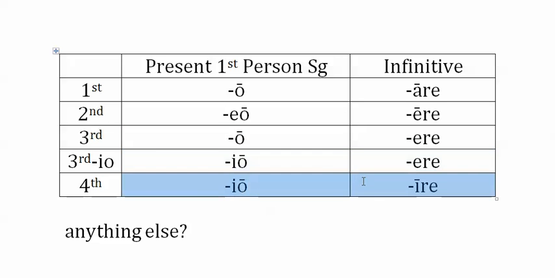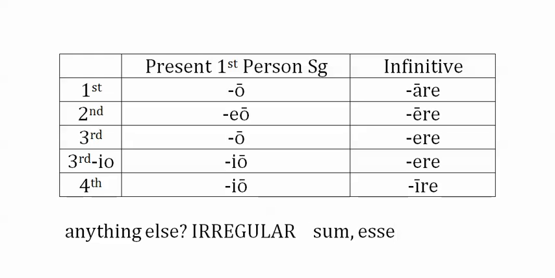If the verb you're looking at doesn't follow exactly into one of these combinations, it's what we call irregular. Some examples of that are sum, esse. You'll see it ends in M instead of O, and it doesn't even have an RE at all. It has SE. All compounds and verbs that are related to sum, esse, like adsum, absum, and possum, are also irregular.